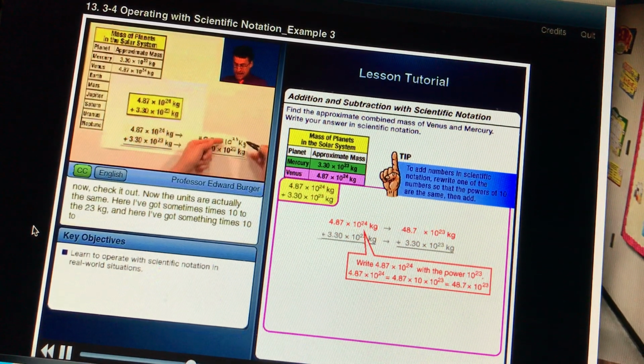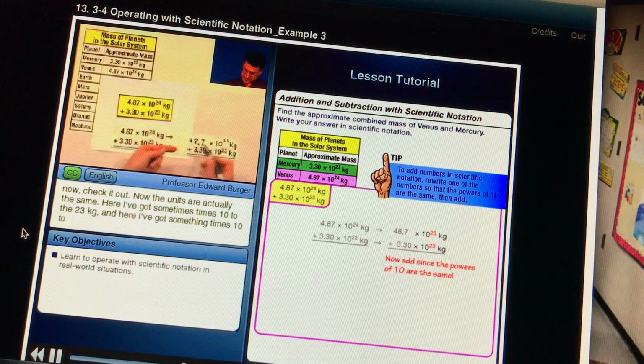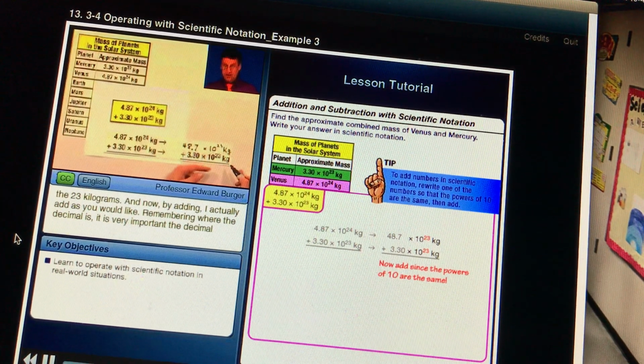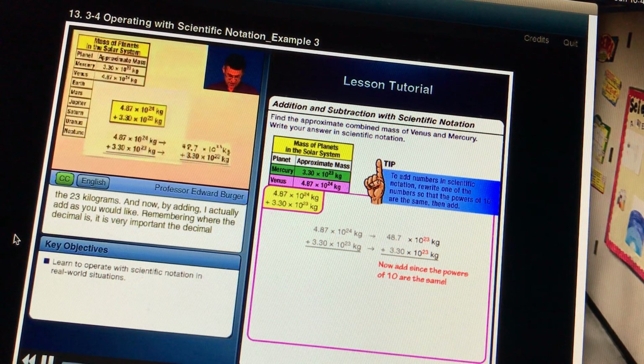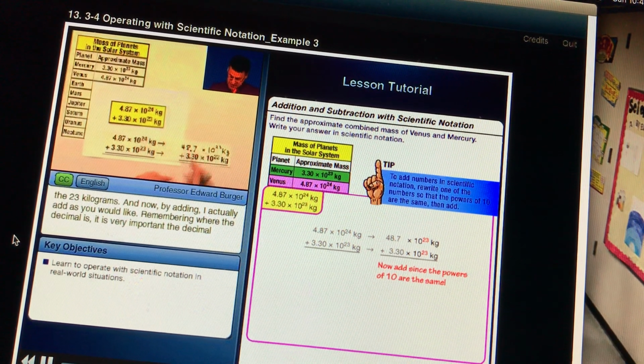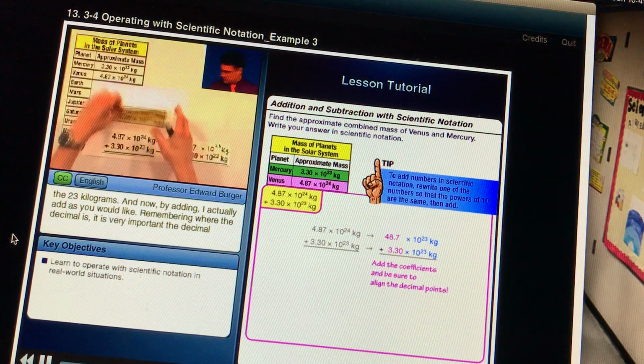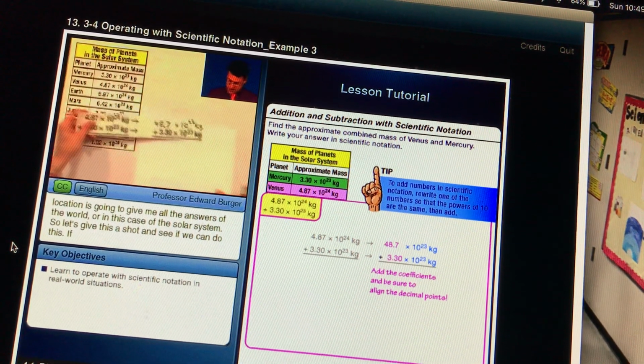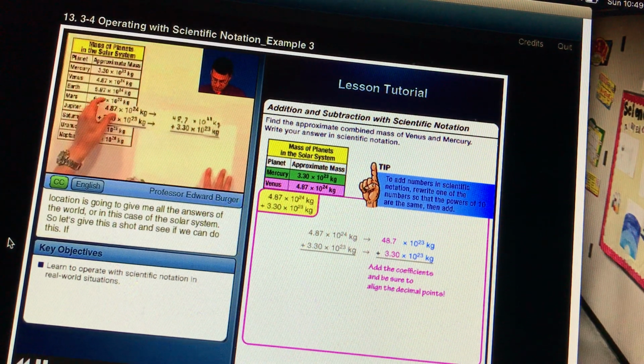And now check it out. Now the units are actually the same. Here I've got something times 10 to the 23 kilograms, and here I've got something times 10 to the 23 kilograms. And now, by adding, I can actually add as you would like. Remembering where the decimal is is very important. The decimal location is going to give me all the answers of the world, or in this case, of the solar system. So let's give this a shot.